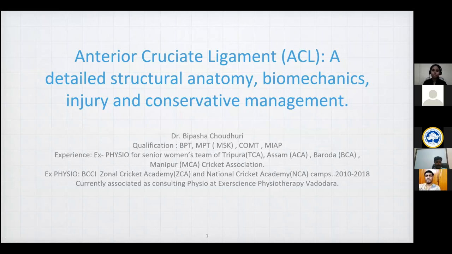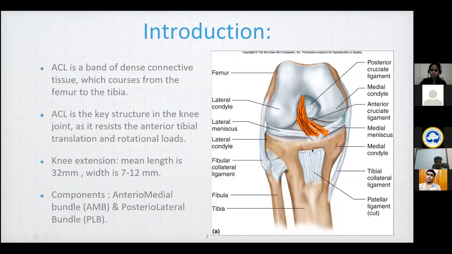So we are going to talk about anterior cruciate ligament, a detailed structural anatomy, biomechanics, injury, and conservative management. So this is the knee joint. Here, this is the femur, this is the tibia, and we have this ACL coming from behind to front, that is from posterior to anterior. ACL is a band of dense connective tissue which courses from femur to tibia. ACL is the key structure in the knee joint as it resists the anterior tibial translation and rotational loads.